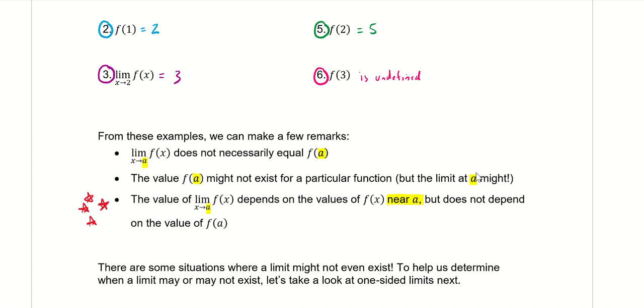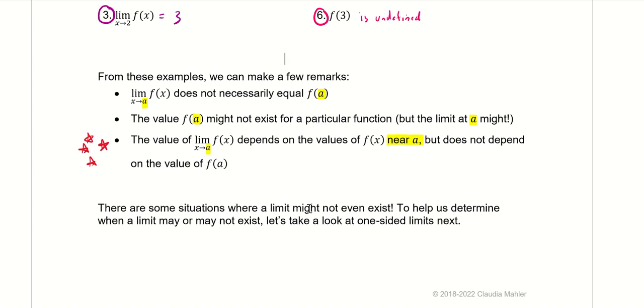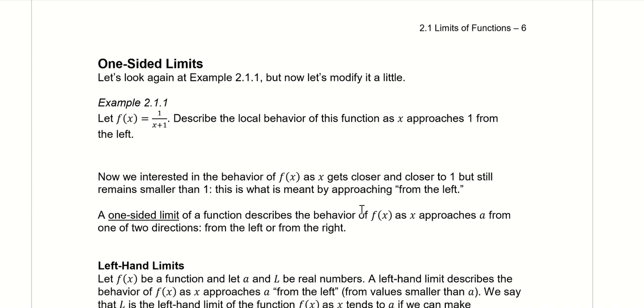Now, in the above examples, we saw cases where the limit exists. We can see it, we can visualize it, and later we'll see we can calculate it. But there are situations where you might not have a limit. Just like there are situations where a function might not be defined, you'll have situations where you might not have a limit. So to understand that, we need to understand one-sided limits. So let's take a look at that on page 6.